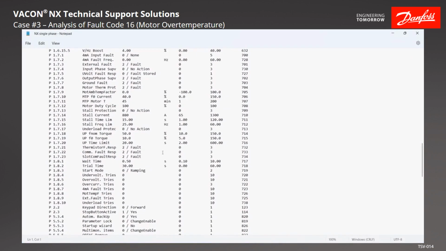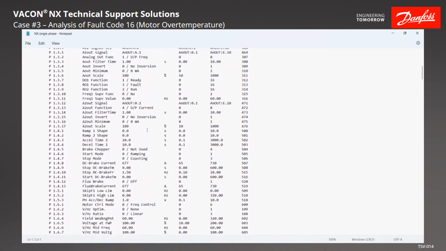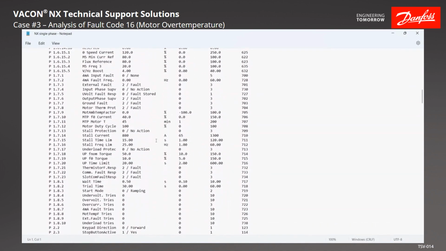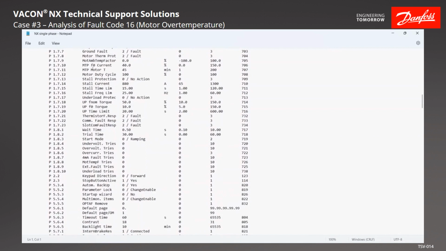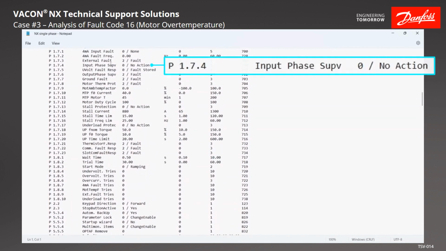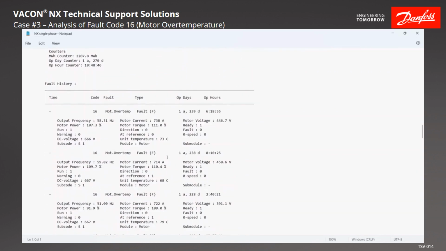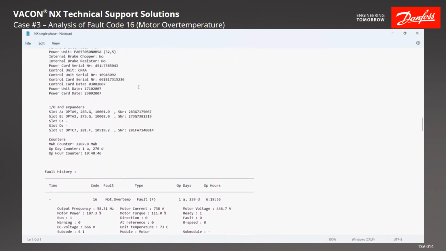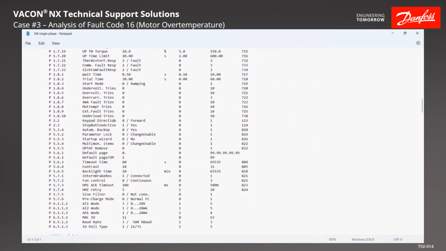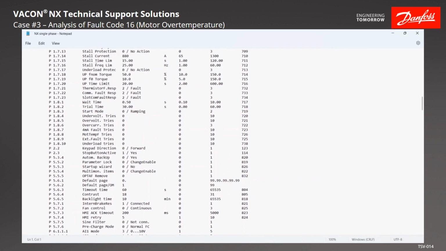So we go back to the service file and we look at our parameters and we look into the protections right down in here. Stall protection, input phase protection, they have set for no action. So we'd have to ask, why is the input phase protection set for no action? If there's no reason for that, let's turn on our input phase protection and see if the drive sees it as single phasing. And in this case, that was true. We turned on the input phase protection, and this drive immediately faulted out on input phase. One of the fuses was blowing on the input.